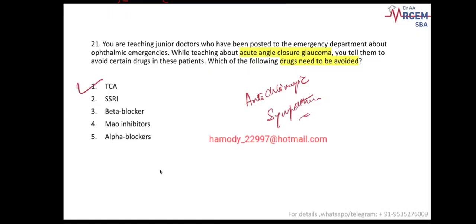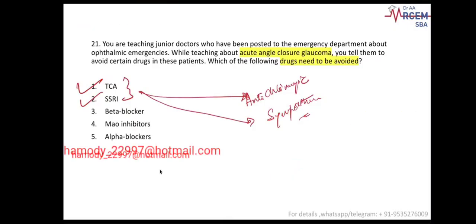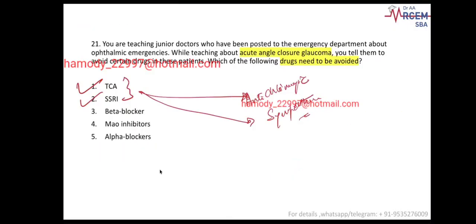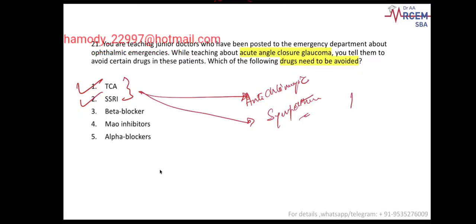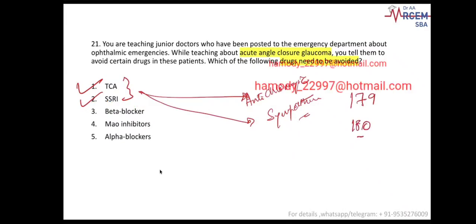Here, both tricyclic antidepressants and SSRIs can cause this. That was the feedback I got, saying that both were present. If both are present, both will become the right answer and the question will be deleted from your exam. This can happen. Then the marking will be out of 179 rather than out of 180.